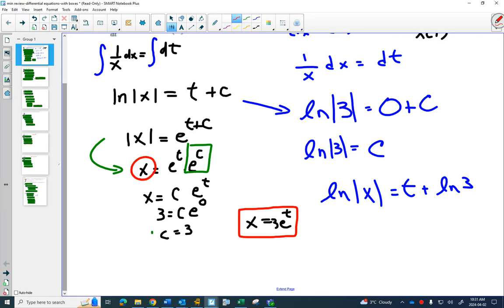So the left-hand side is better, because what do I have to do here? I've got my natural log of 3, I've solved for c, but I would still need to rearrange now to get x by itself, which isn't necessarily hard. What would it be? My base is e, my exponent would be t plus the natural log of 3, is equal to x.